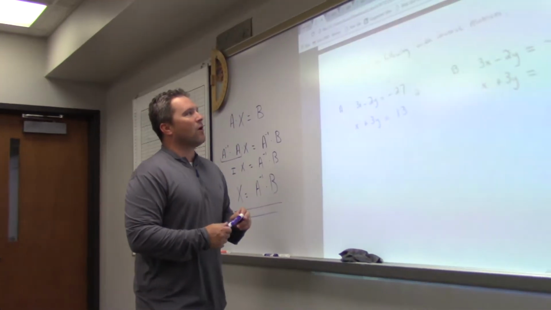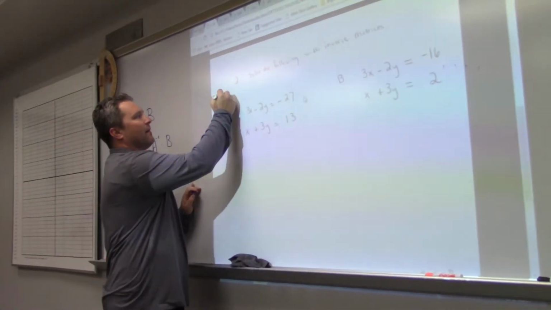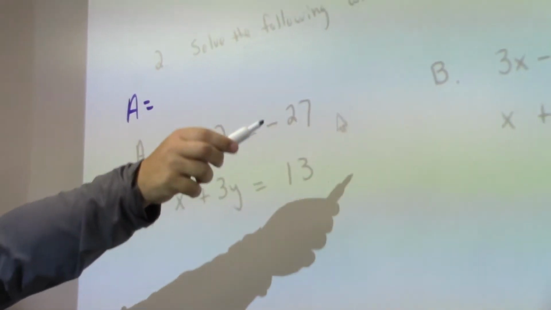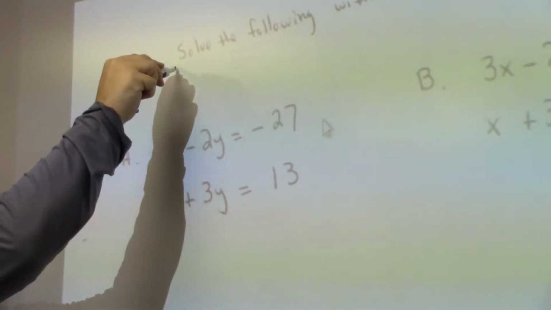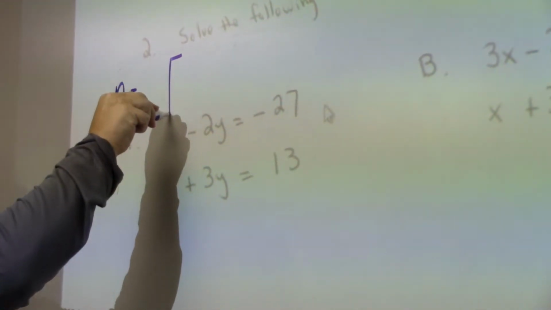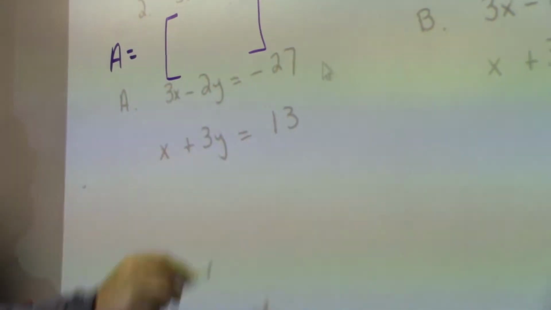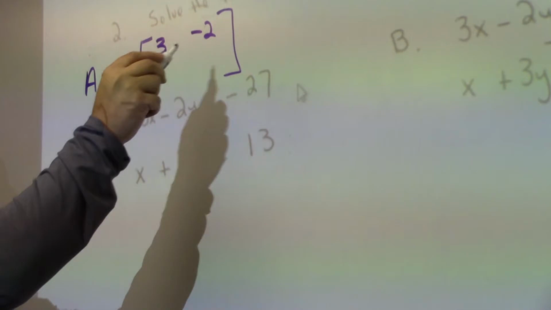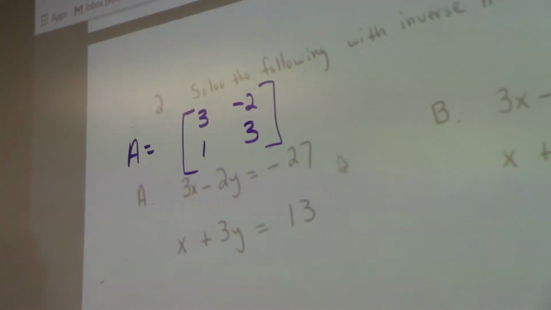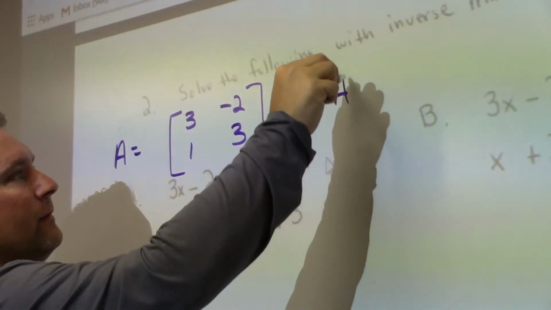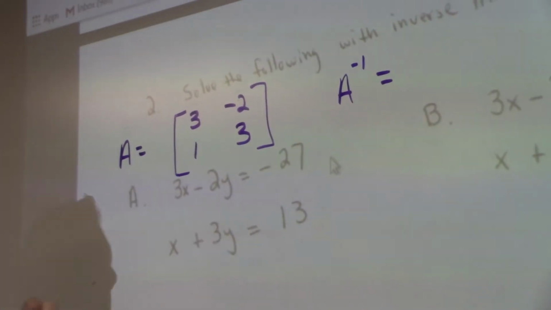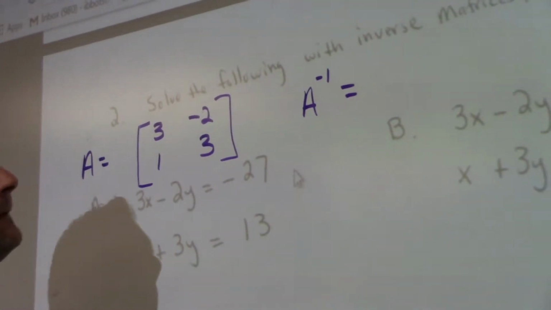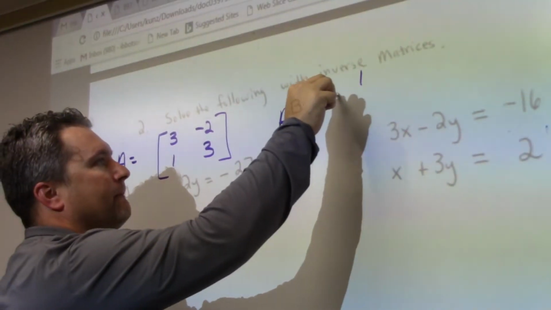All right, what I want you guys to do here is tell me what A is. Is it about 3x minus 2y? No, just A. Matrix A. 3, negative 2, 1, and 3. Okay? I want you to find A inverse. Go ahead and do that.